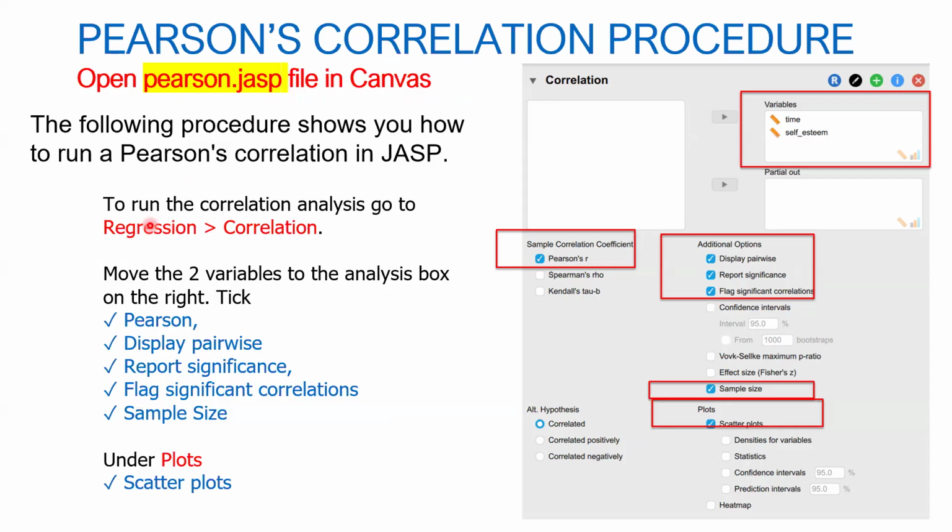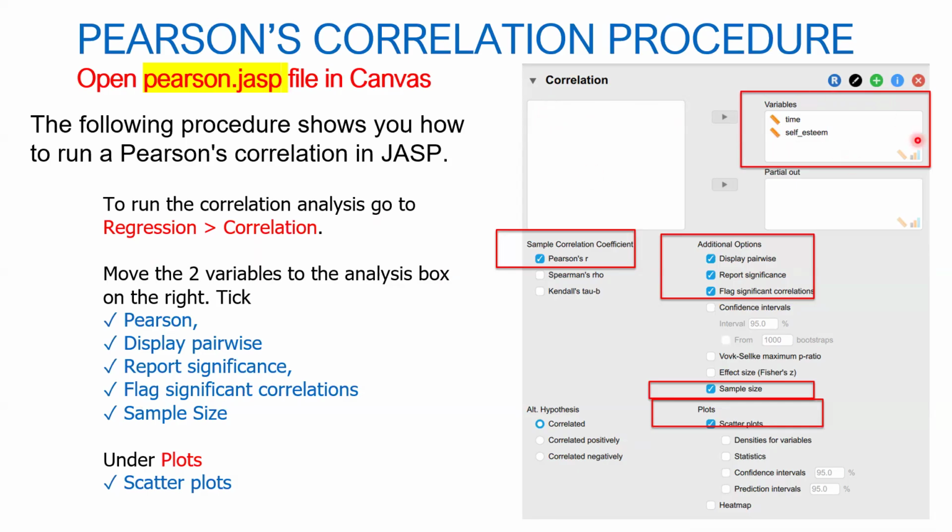In order to run the correlation analysis, you need to go to regression and choose correlation. When you do so, this window will appear. Now move the two variables, the time and self-esteem, which were originally found in this box, to the analysis box. So you transfer them under variables.